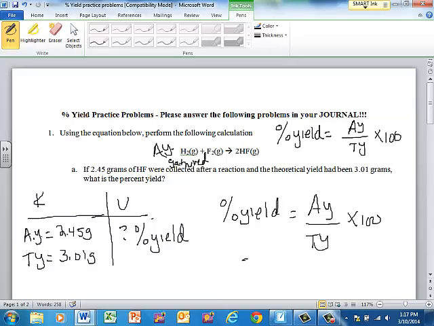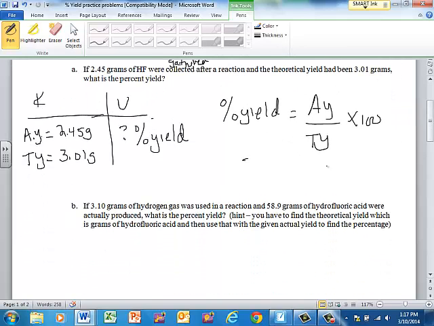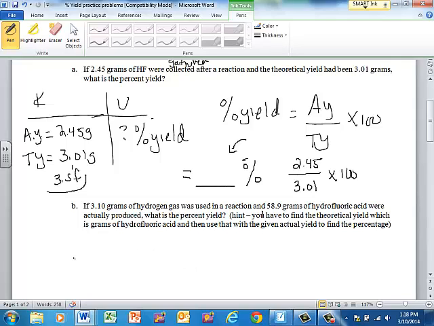So percent yield is equal to AY over TY times 100. So back to plugging and chugging, we have to have all of our numbers there. We're going to take 2.45 divided by 3.01 times 100. That's going to give you an answer with 3 significant figures. And I'll post the answers on my big campus. Why only 3 sig figs? Because my data only had 3 sig figs to start with.